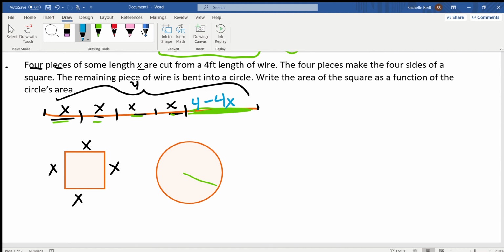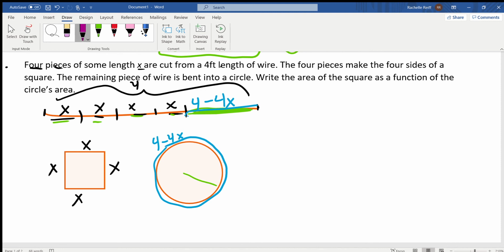Oh, okay. So if that whole piece is taken and bent into a circle, that means the circumference of the circle is 4 minus 4x. I might just draw that so we know it's the circumference, right? That means the distance around the circle. So it's not the area, it's not the diameter, it's the distance around the circle, 4 minus 4x. All right, so we actually know that much information.